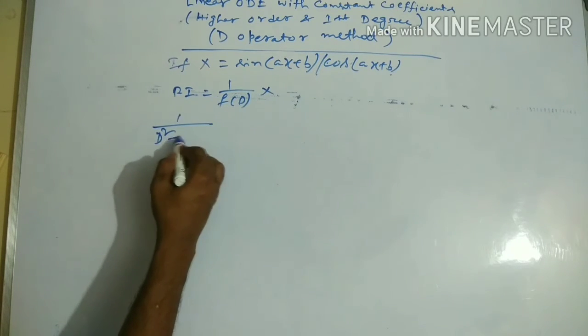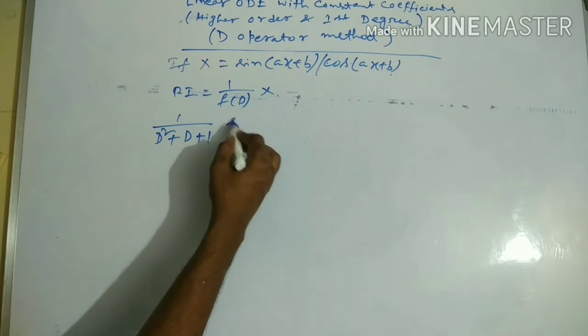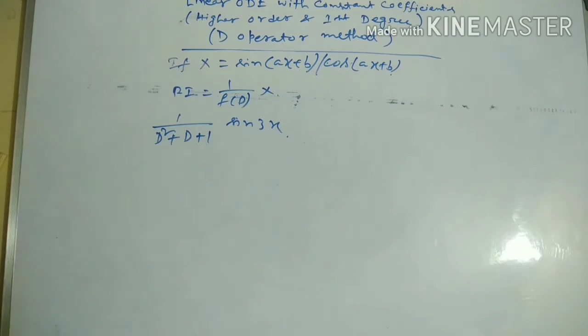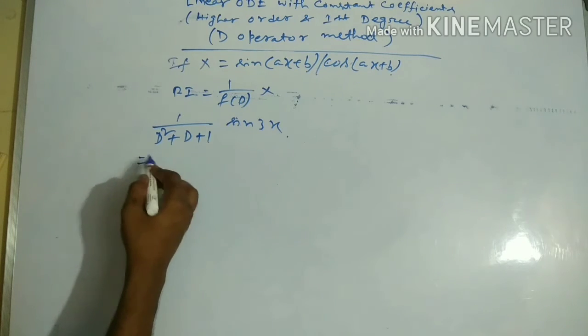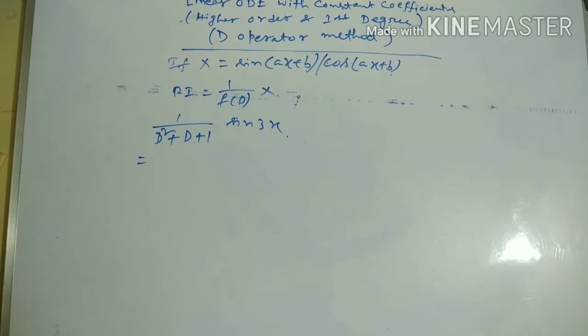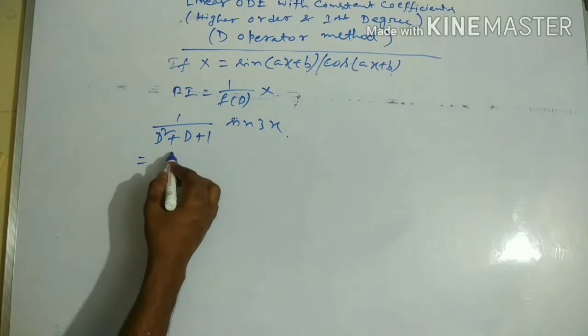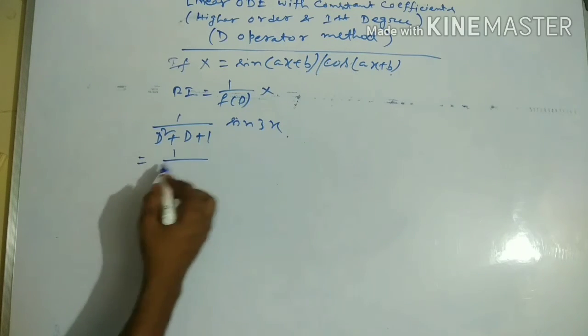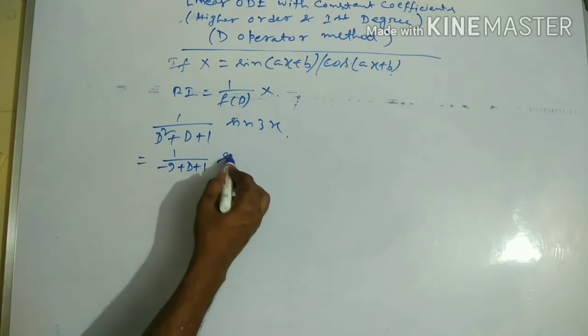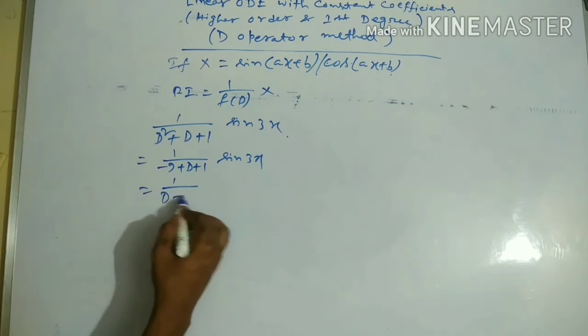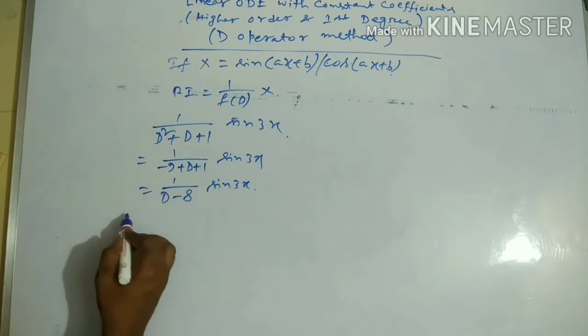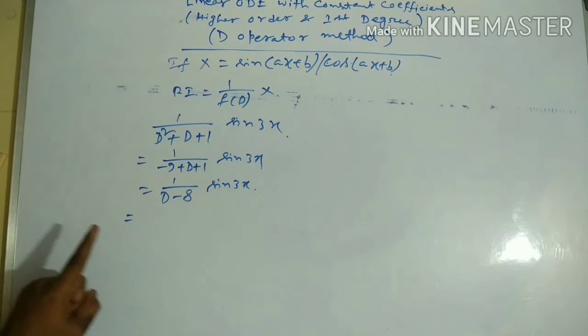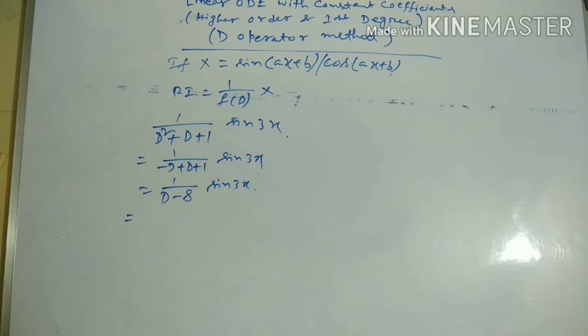Since there is 1 by D squared plus D plus 1, sine 3x. If there is any D, then what will we do with that D? We have put D squared as minus a squared in place of D squared, but I have not told you what to do with only D, the power of which is 1. So if we put D squared equal to minus 9, plus D plus 1, sine 3x, this will be 1 by D minus 8, sine 3x. Now you can't put D equal to a, this rule is only for the exponential function. In case of a sine cos function, you have to put D squared equal to minus a squared, do not put anything in place of D.